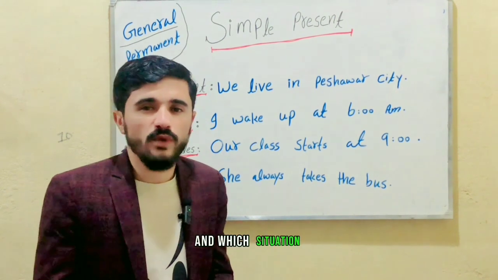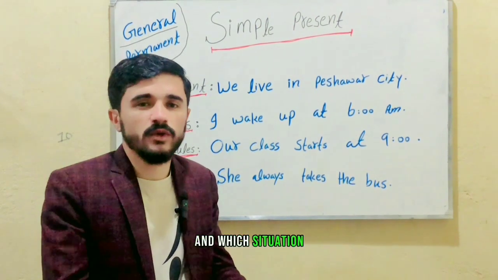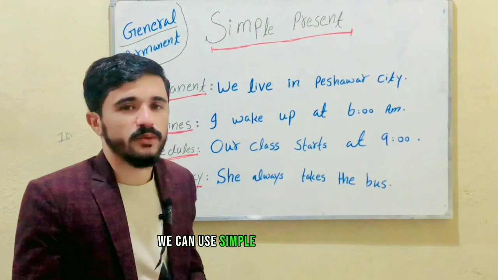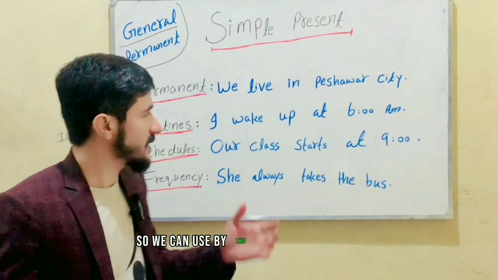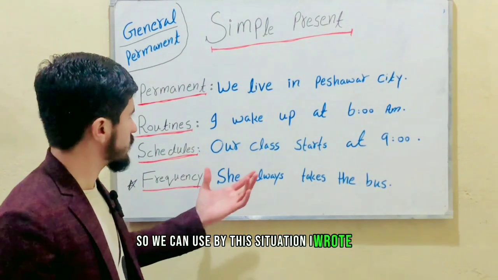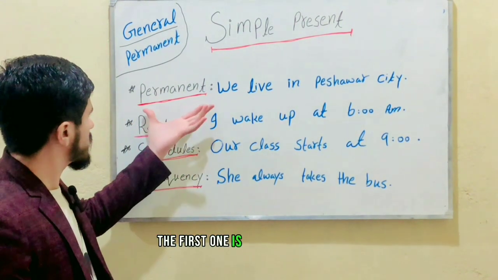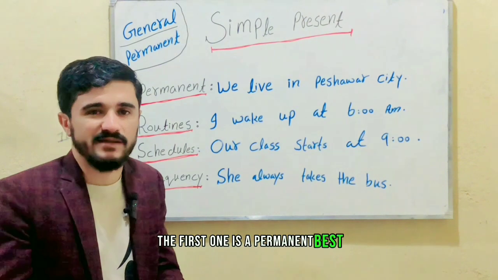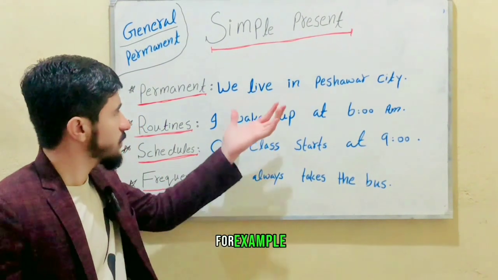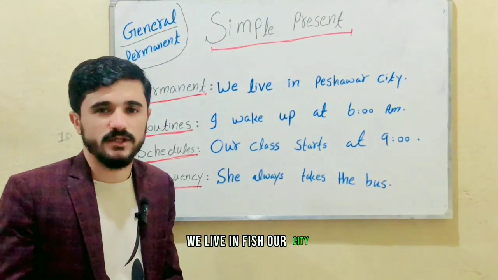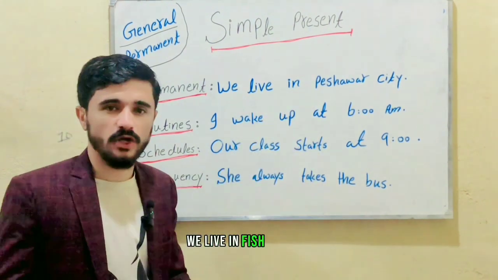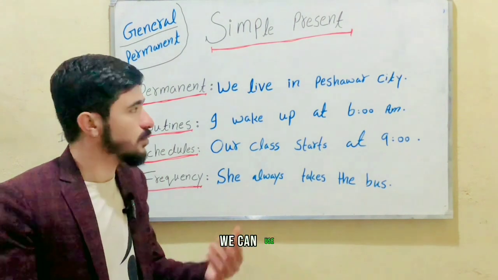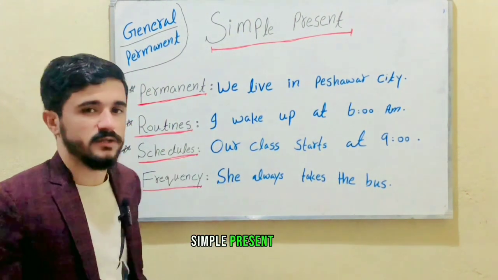So in which situations can we use simple present tense? I wrote them here. The first one is a permanent base. For example, we live in Peshawar city. It's a permanent place, so we can use simple present tense.